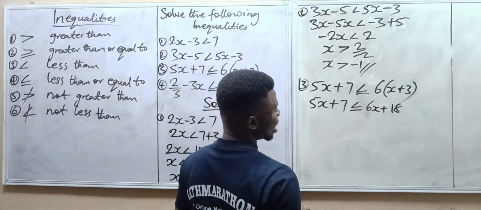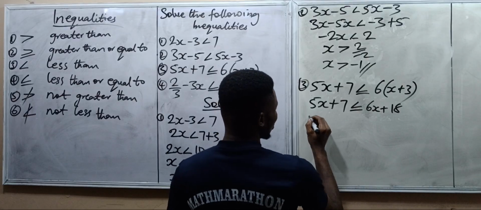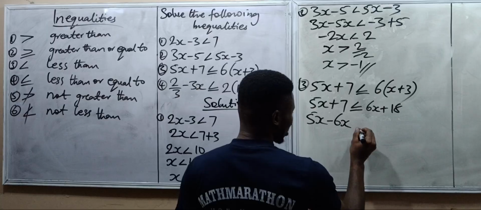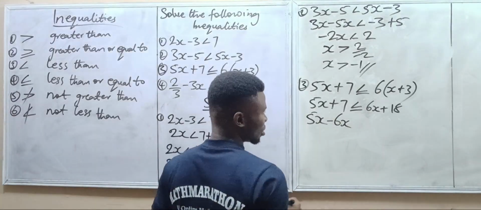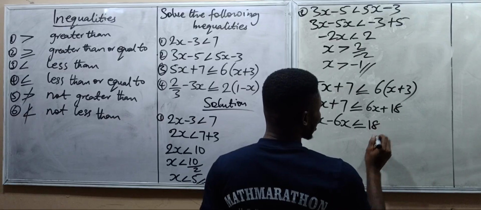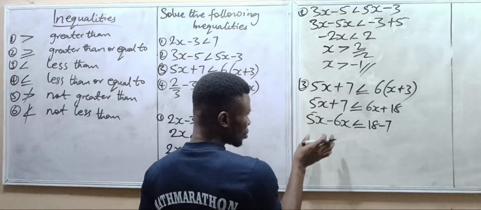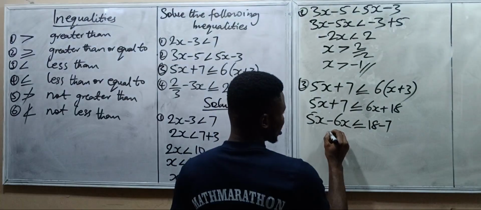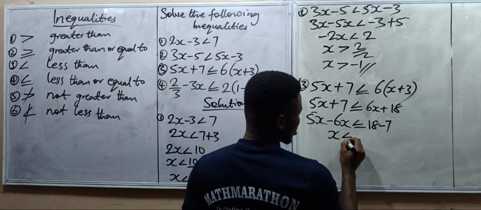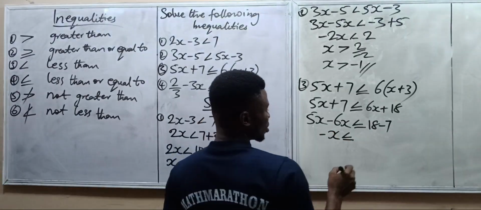So we collect like terms. We bring this one this side, when we take this one to the other side. When we collect like terms, we have that 5x minus 6x. Remember, if it's crossing the other side, it becomes minus. Is less than or equal to 18 minus 7. Minus x is less than or equal to 18 minus 7 is what?